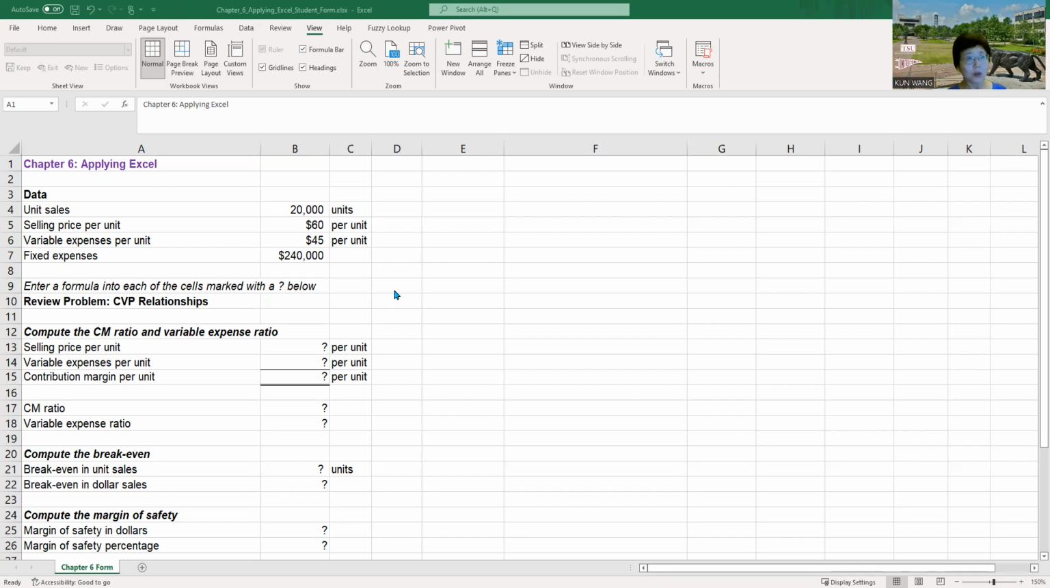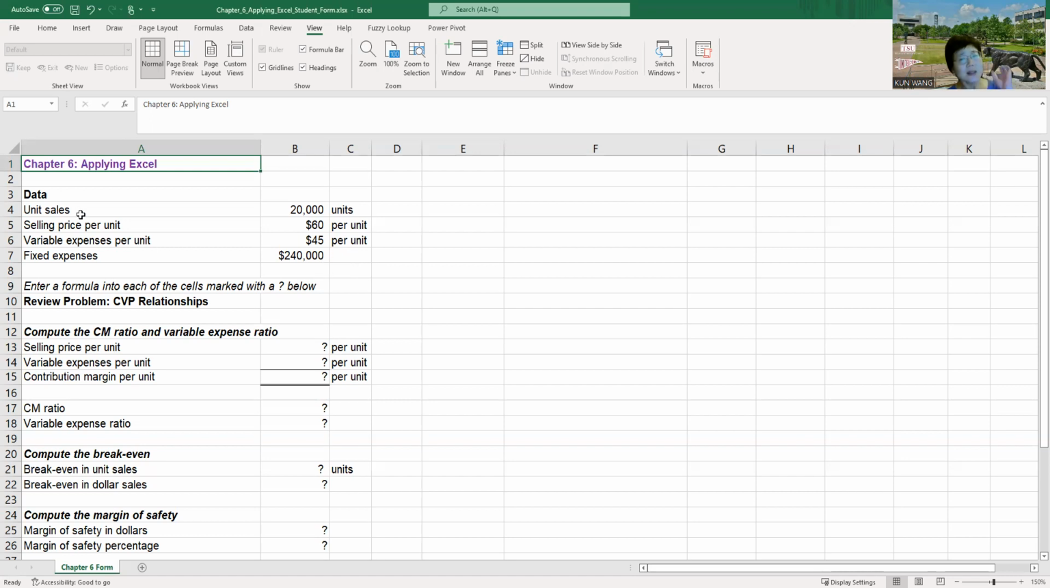So chapter 6, overall, we are looking at CVP relationships, right? The cost, volume, and profit analysis. The analysis is fundamentally based upon our understanding of the contribution margin income statement, which I already talked about in the prior 2 days. If you still need more help, check the video recordings from Tuesday and Wednesday. Let's especially focus on this Excel application.